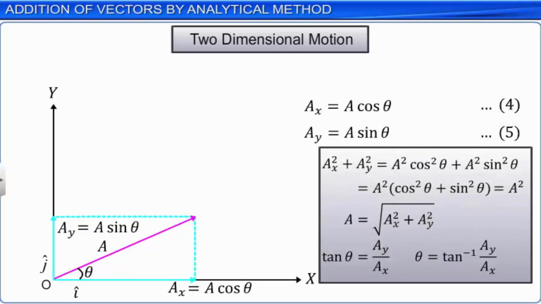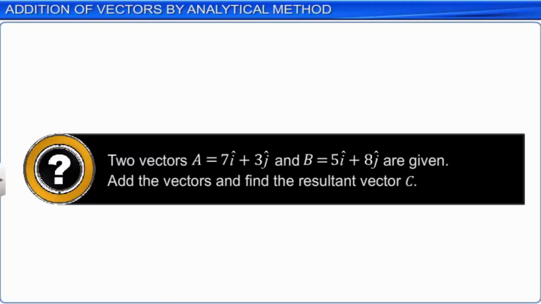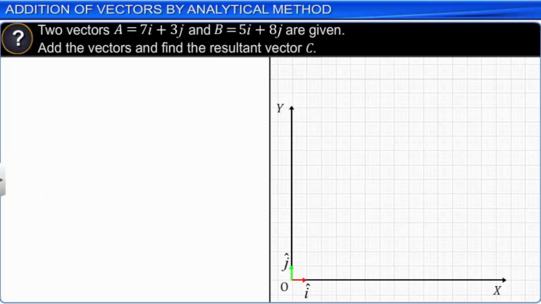Two vectors A is equal to 7i plus 3j and B is equal to 5i plus 8j are given. You are asked to add these two vectors and find the resultant vector C. To understand the procedure clearly, you need to first solve the problem using graph paper. To draw vector A, first mark the point 7, 3 on the graph paper. 7 is a coefficient of i and 3 is the coefficient of j.